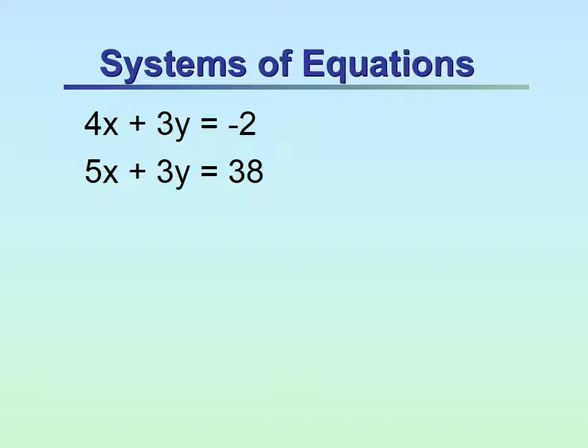Okay, let's look at this one. If you notice, they both have a coefficient of 3, but they're both positive 3. If we were to add this together, we would get 9x plus 6y equals 36. That doesn't help us. We still have two variables, so that's not good. So what can we do for this?